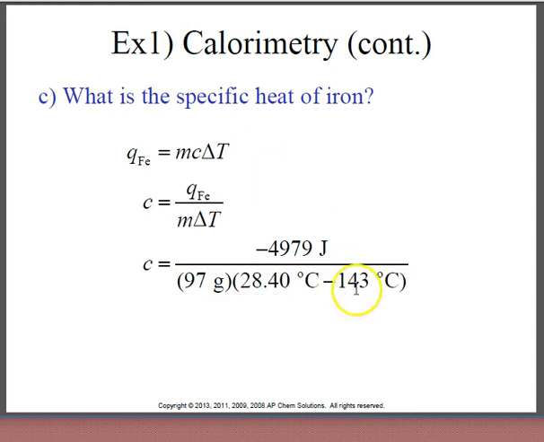And we'll see why when we calculate C. Okay, so put these values in, and we see the C value for the iron is 0.45 joules per gram degree Celsius. Notice how much smaller that is than the C value for water. And that is the reason why the iron's temperature changes so much, because it has a really low specific heat compared to water, which has a high specific heat and its temperature changed only a little bit.